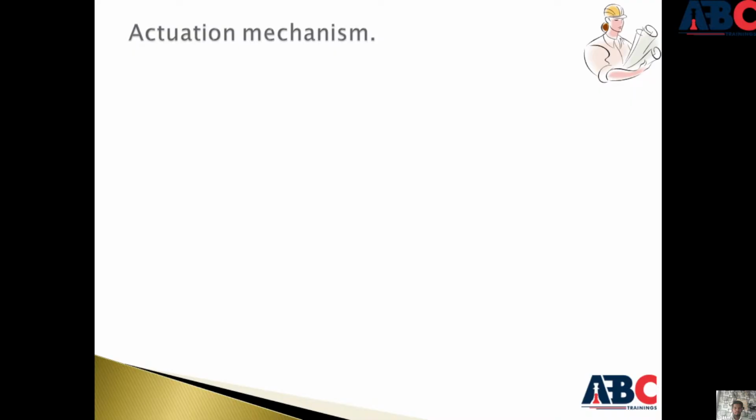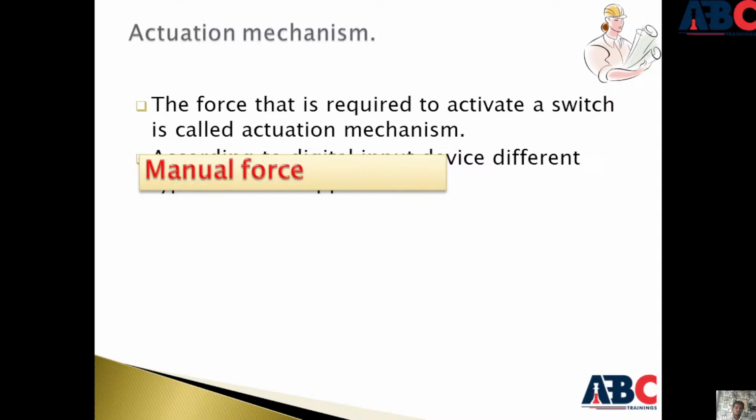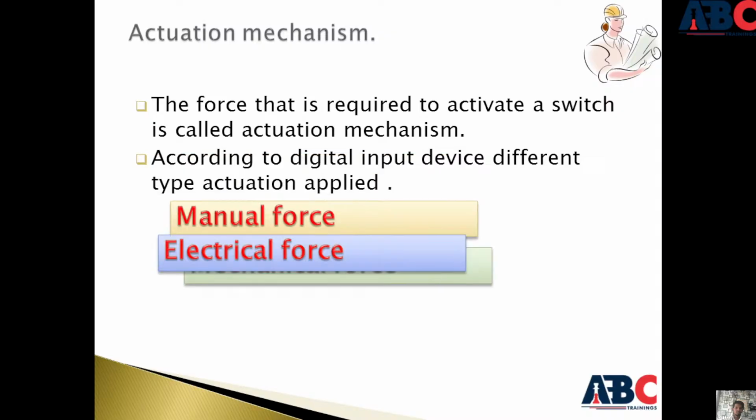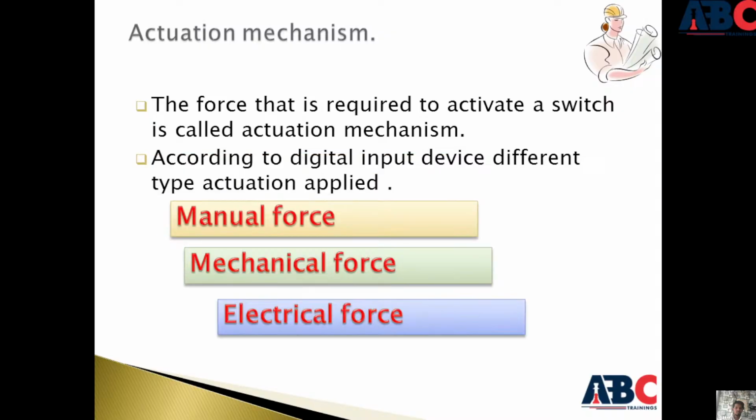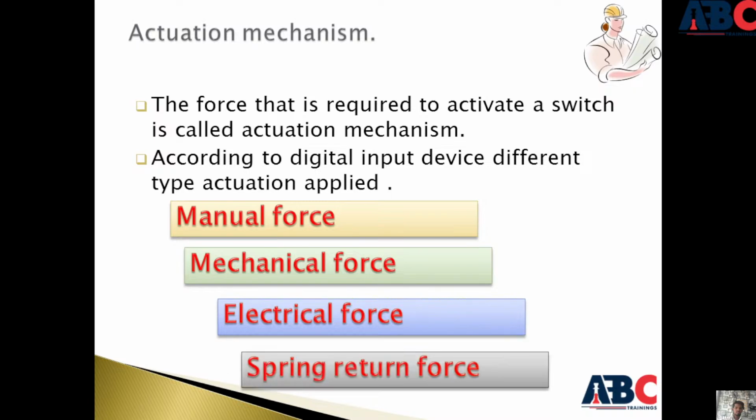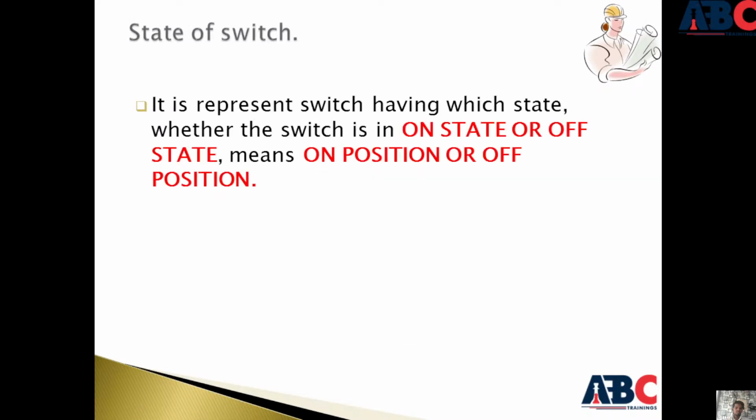Actuation mechanism. The force that is required to activate a switch is called the actuation mechanism. According to digital input devices, different types of actuation are applied: manual force, mechanical force, electrical force, or spring return force. The state of a switch represents which state the switch is in, whether the on state or the off state, meaning on position or off position.